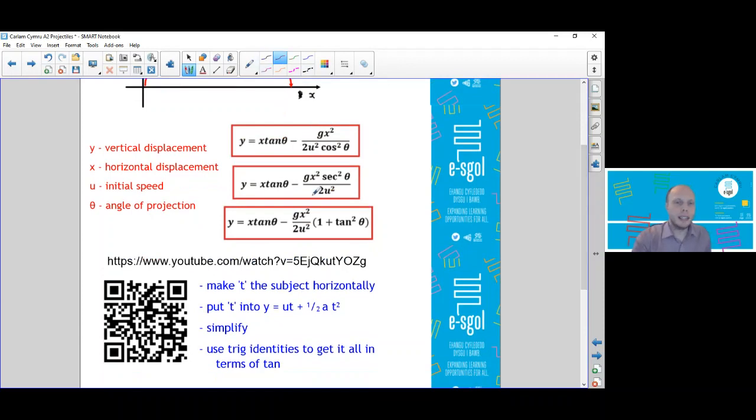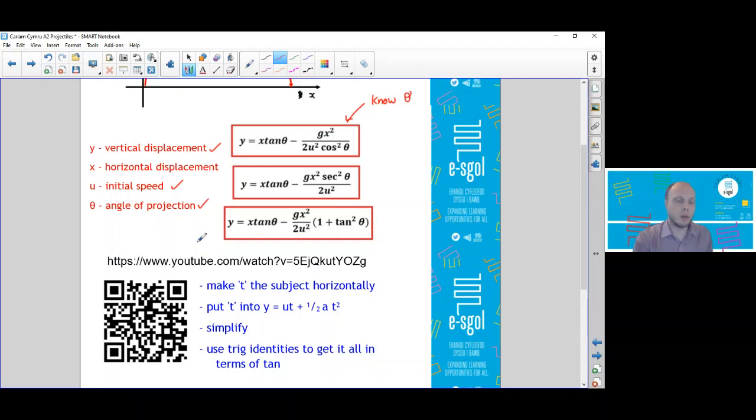Okay, so this top version here, where you've got cos squared theta on the bottom, that's the one you would be using if you already know theta. There are four variables in this equation. If you've got three of them, so you've got y, which is your vertical displacement, x, which is your horizontal, u, which is the speed that it initially had, and theta, the angle it was launched at, and theta is one of them, then you would use this top equation.